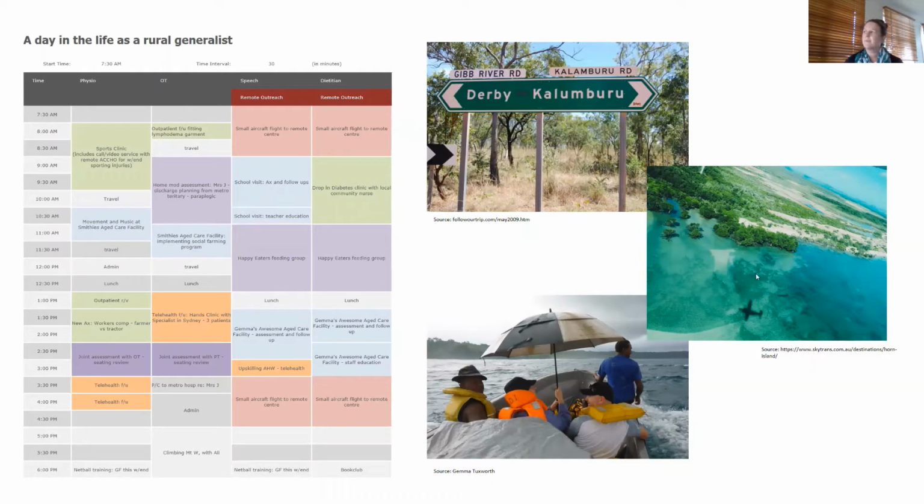And the pictures here are just giving that idea. When we talked about the rural generalist definition, we've talked about the different types, birth to death, but we're also talking about different settings as well. So you might be based in a clinic, you might do outreach to various places. You might go by road, you might go by plane.